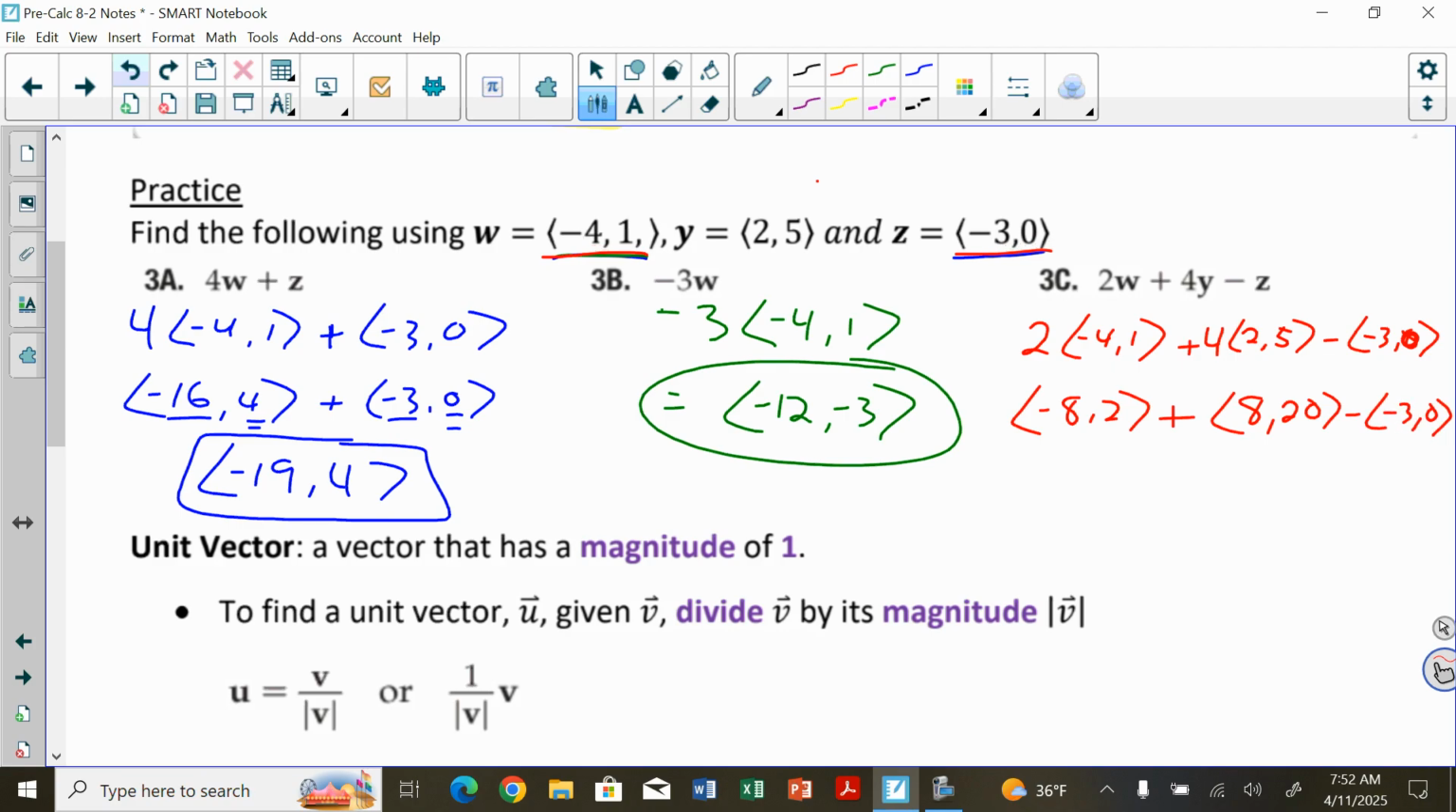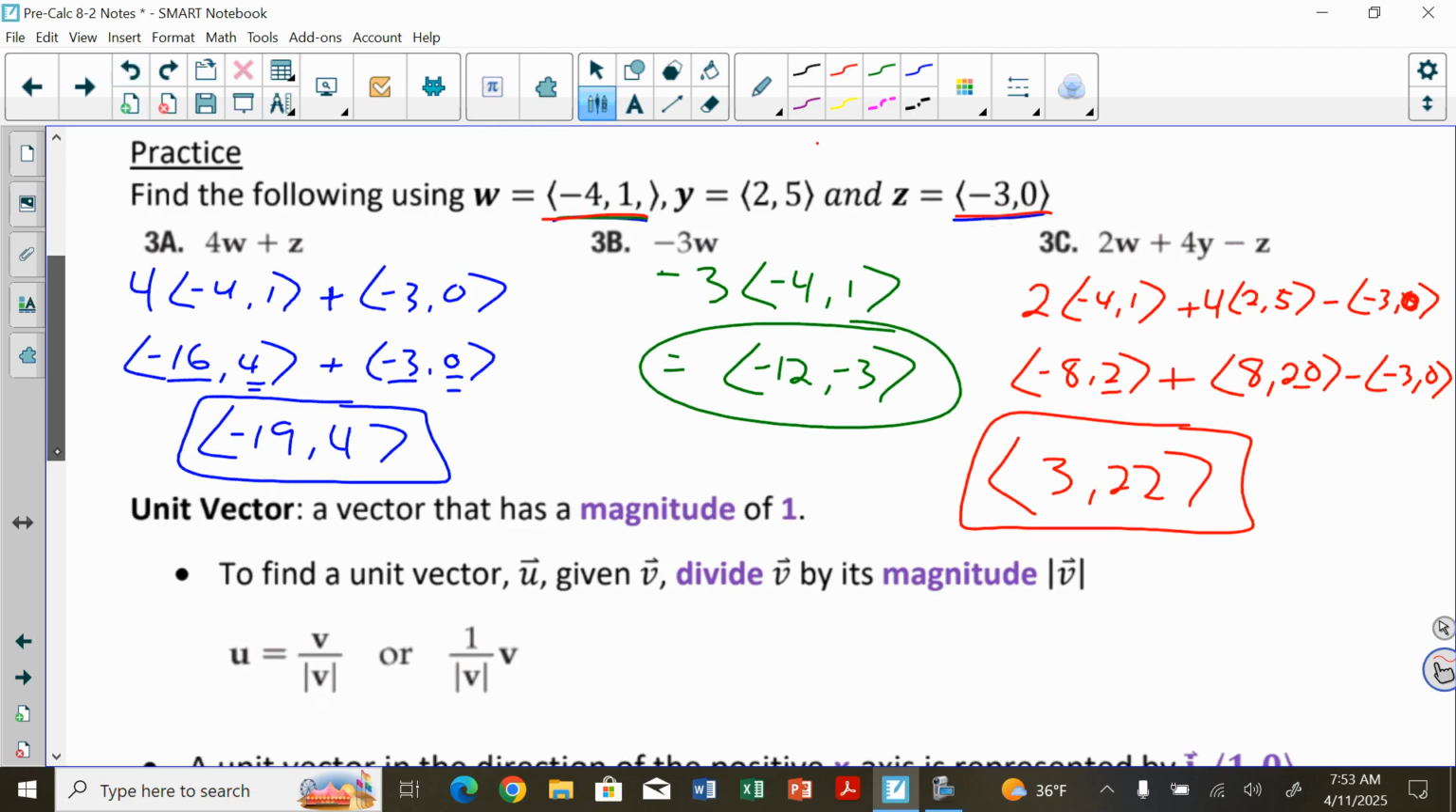So now I'm just going to add or subtract from left to right. And I go ahead and do that. Negative 8 plus 8 is 0, minus a negative 3, so that makes it a positive 3. And then the other side, 2 plus 20 is 22, and then minus 0 is 22. So 3 comma 22. Again, just be careful with your positives and negatives. Make sure you double check there.